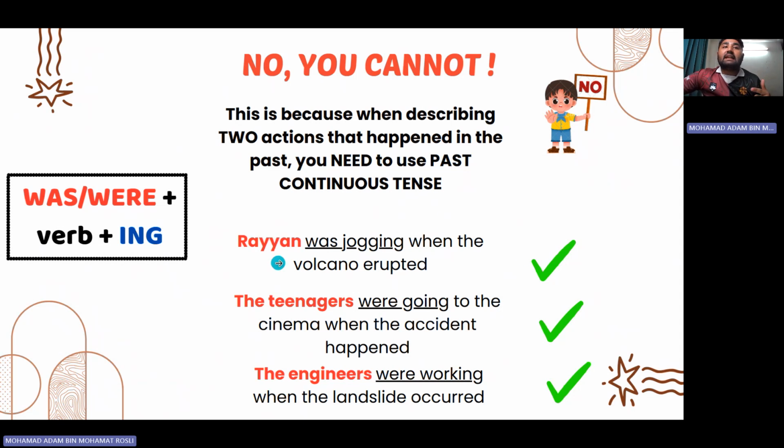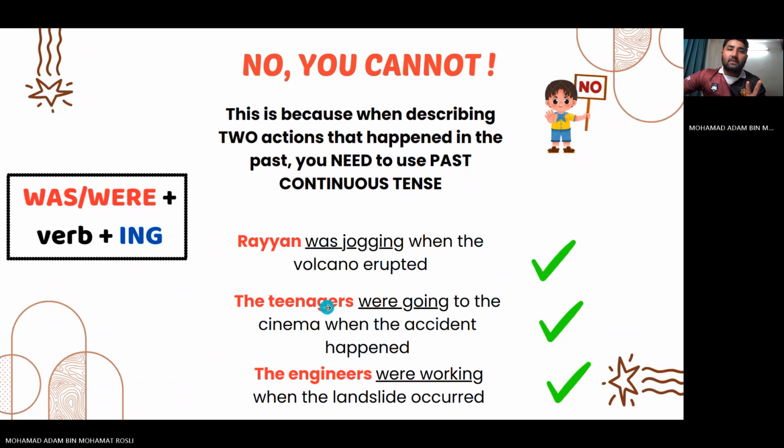Whereas you need to say that Ryan was jogging. Ryan here is a singular subject, so we use was. And then we add the ing at the end of the verb. Whereas Ryan was jogging when the volcano erupted. This sentence is true because it is describing two actions that take place in the past.